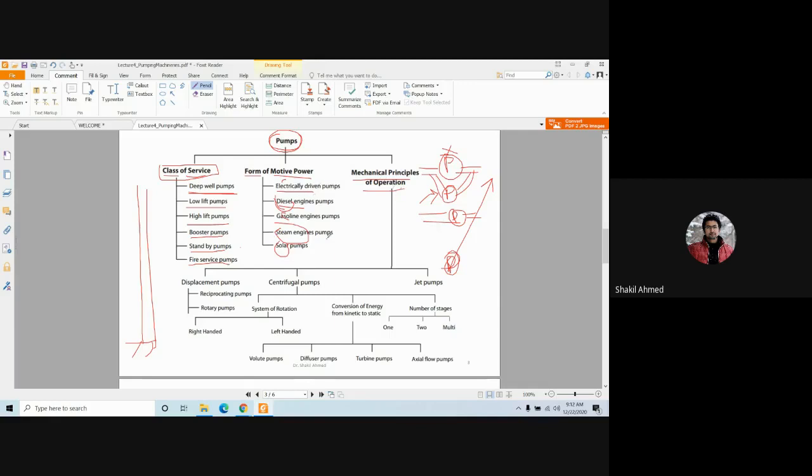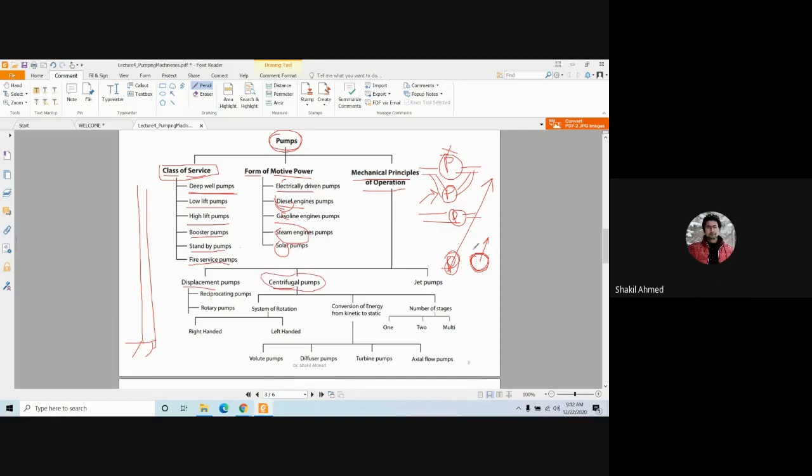Mechanical principle of operation. Displacement pump, centrifugal pump. In a centrifugal pump, if something rotates, then there is a force that is outward from the center. Am I right? Centrifugal force. Yes, sir.